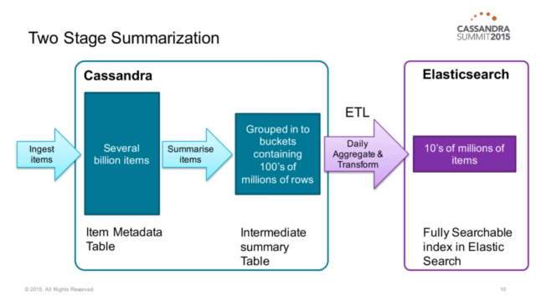So if you look at the workflow, we start with billions of items in the item metadata table, and through first stage summarization, now we have hundreds of millions of rows in the intermediate summary table. And as part of our daily transformation, which is our ETL process, extracting from Cassandra, doing some transformation, pushing it into Elasticsearch, we end up with tens of millions of items in the Elasticsearch index.